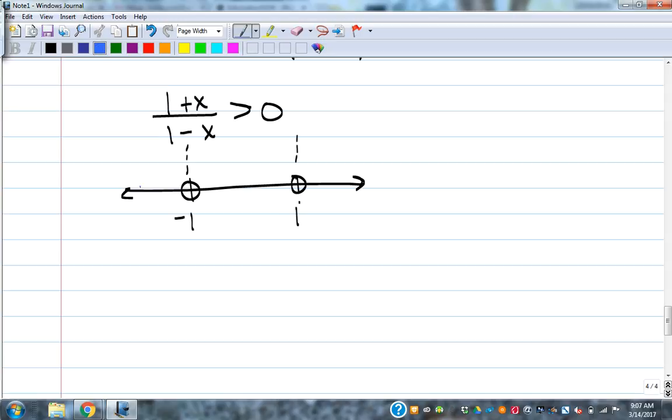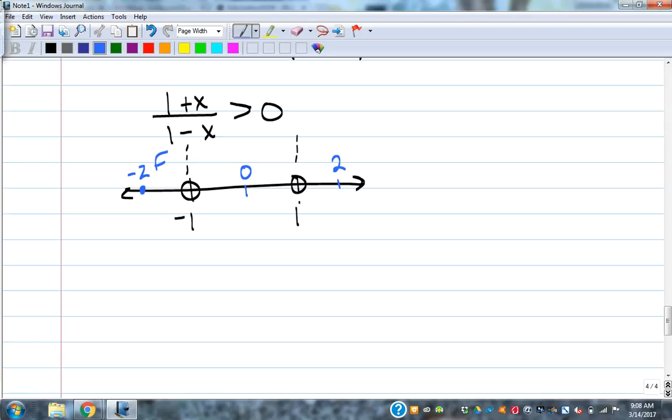some values here. So I'm going to pick -2, I'm going to pick 0, and I'm going to pick 2, and figure out what's going on. So I'm going to plug those into this problem here. -2: that'd be 1 minus 2, -1 over 3, which is -1/3. Is -1/3 greater than 0? No, so this area is false. So it's not part of the domain.